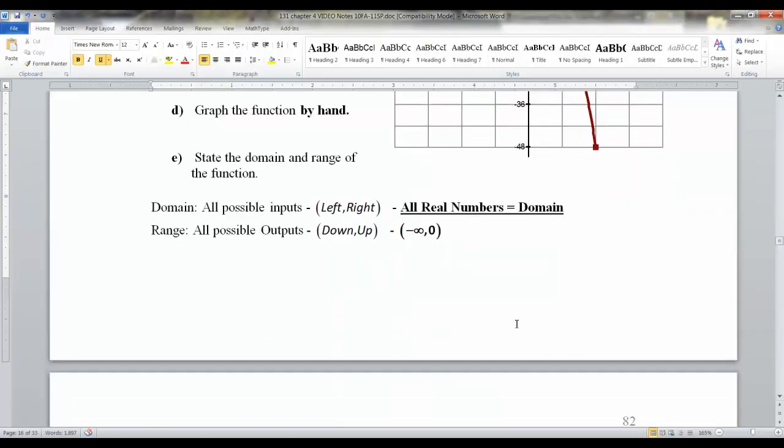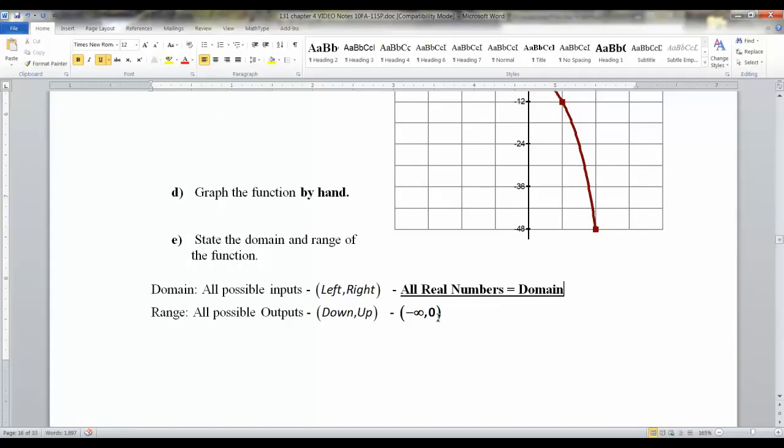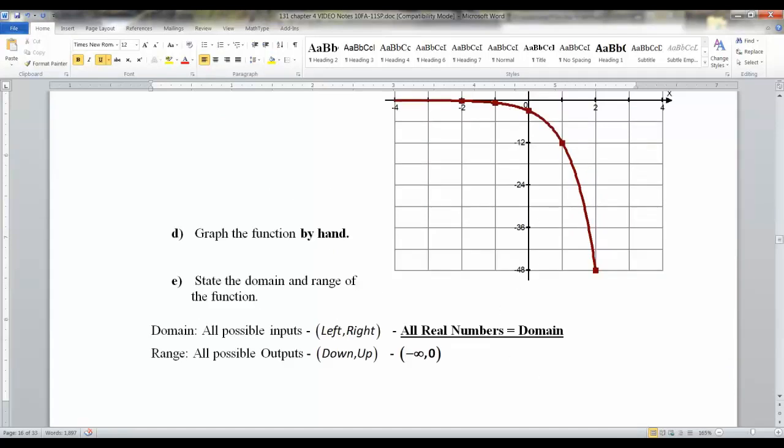All right, so we're done with the domain and range. Remember, range is y's and domain is x's.